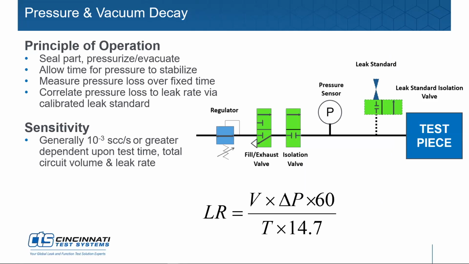So getting into what is pressure decay testing, it's pressurizing a part, isolating pressure inside or on the outside of that part, and then measuring a pressure loss over time associated with a leak rate. And we use the leak rate formula. Leak rate equals volume times delta P times 60 seconds, all divided by test time times 14.7.